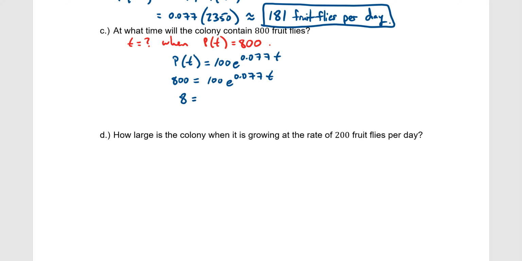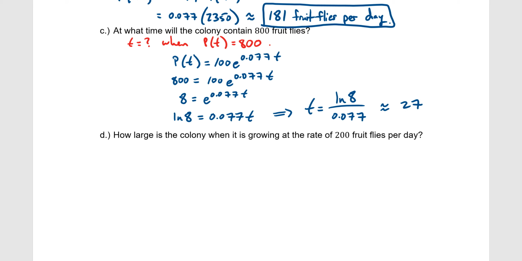Divide both sides by 100. We get 8 equals e to the 0.077t. Take the ln of both sides, divide by 0.077, and we get ln of 8 divided by 0.077, which is about 27, and time was in days, so this is in about 27 days. So in about 27 days, the colony will contain 800 fruit flies.